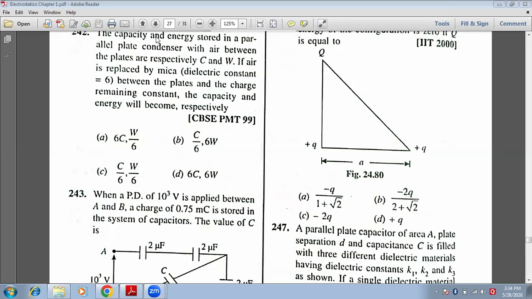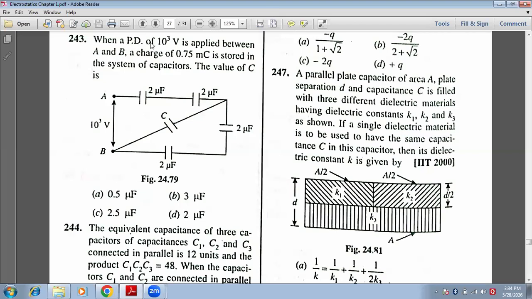The capacity and energy stored in a parallel plate condenser with air between the plates are respectively C and W. If air is replaced by mica, dielectric constant equal to 6, between the plates and the charge remaining constant, the capacity and energy will become respectively: option A, 6C and W/6; option B, 6C and 6W; option C, C/6 and W/6; option D, 6C and 6W. Correct answer: option A, 6C and W/6.